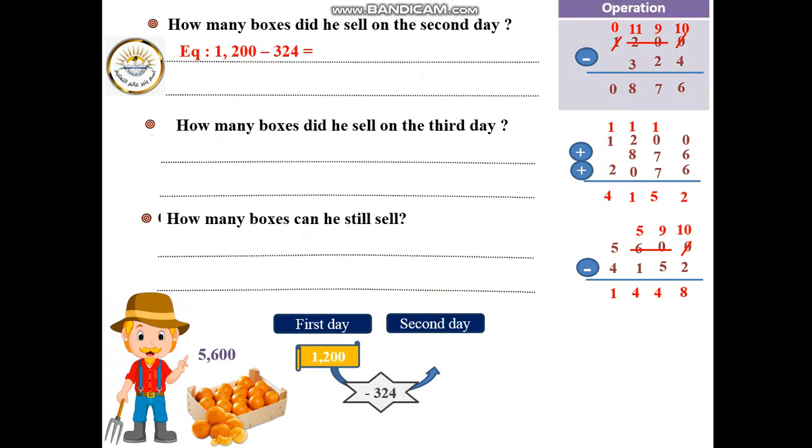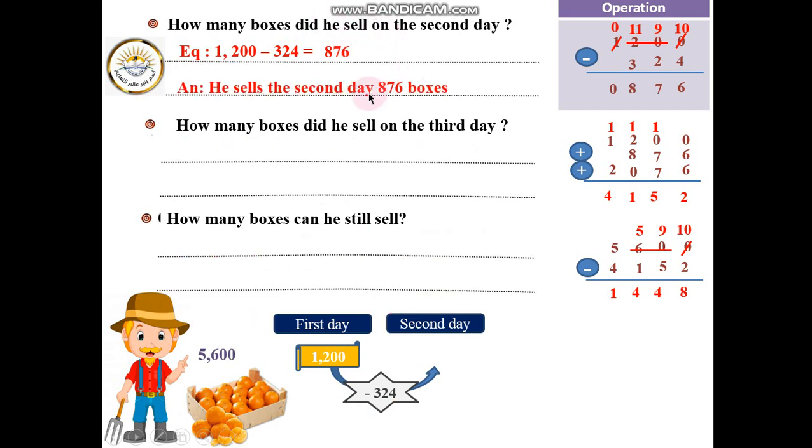Let's perform the operation here on this side. 0 minus 4, we cannot take 4 from the 0, so we're going to take 1 from 20. 20 becomes 19 and 0 becomes 10. Now we have 10 minus 4, 6. 9 minus 2, the answer is 7. 11 minus, we have 1, we cannot take 3 from the 1, so we take 1 from here, 1 becomes 0 and 1 becomes 11. 11 minus 3 is 8, and here we don't have anything, so the answer is 876. So we're going to write the answer.